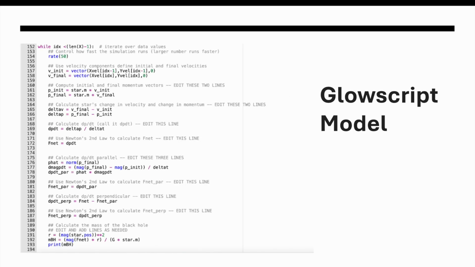Then I used the data points of the star's motion to calculate the net force on the star at each step. By measuring the change in velocity over time, I found the acceleration, and then used the gravitational formula to solve for the black hole's mass at every position.